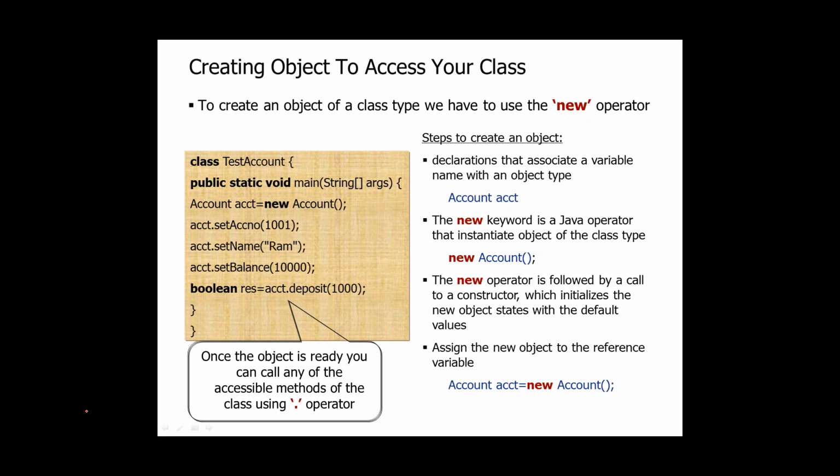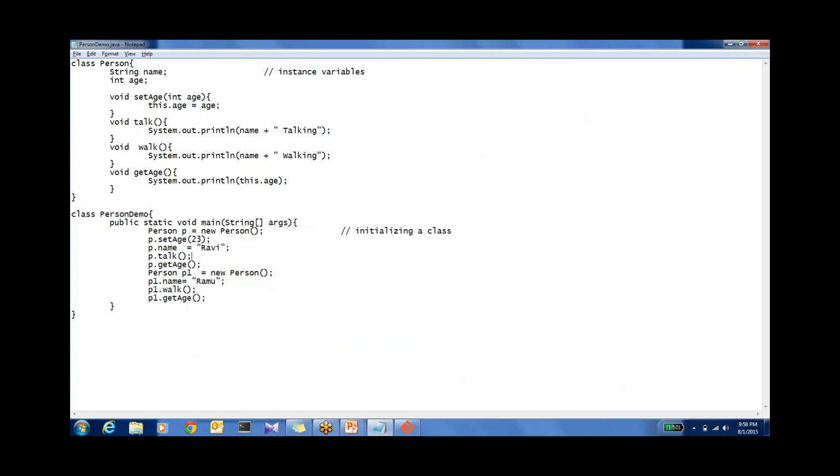So I'm doing account.setName, setBalance, deposit, etc. So declaration is this. Let's talk about this example only. Person p is the declaration, new Person is the object which is created. Similarly, Person p1 equals new Person: the declaration, and the new object is the object which is created at runtime.